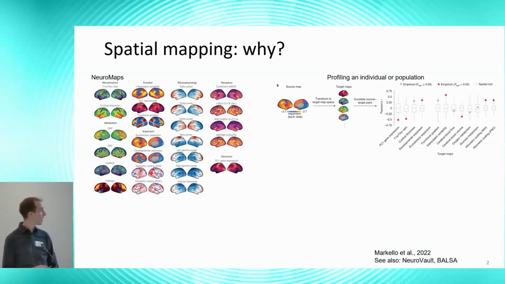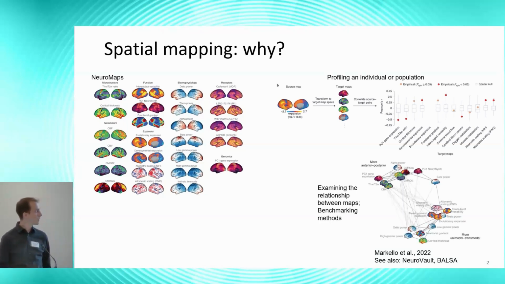One thing you can do is take one individual map and then compare it to other maps in order to gain some profiling, if you like, of that individual map or that individual person or patient population. Another really useful thing is that you can take these maps and look at differences or similarities between them in order to contextualize what they may mean, or for example, what a new kind of signal acquisition might be telling us about the brain relative to other maps.